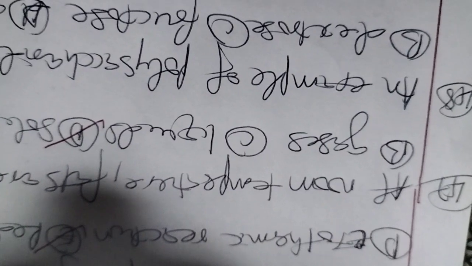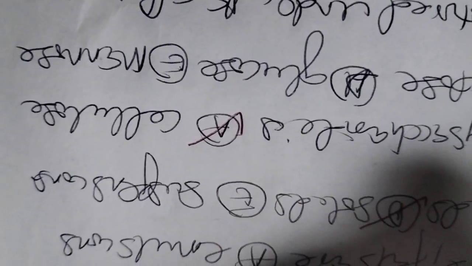Number 47, at room temperature, fats are A, emulsions, B, gases, C, liquids, D, solids, and E, suspensions. The answer is solids. 47 is D, solids.